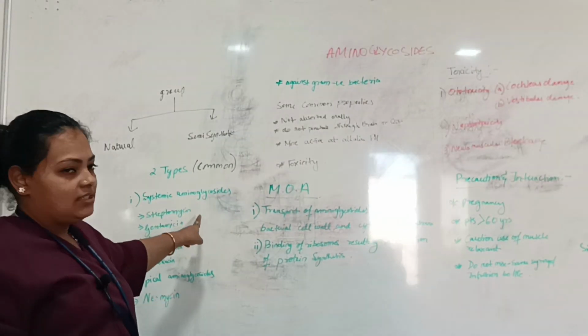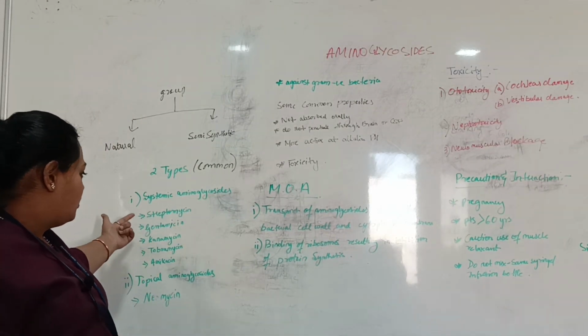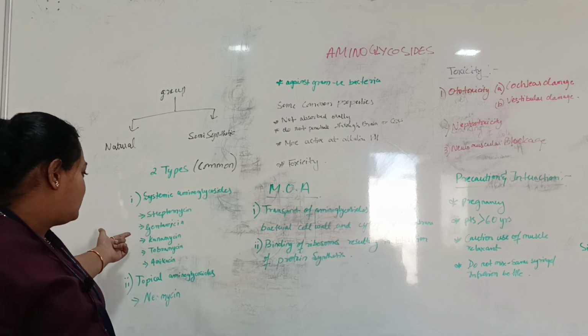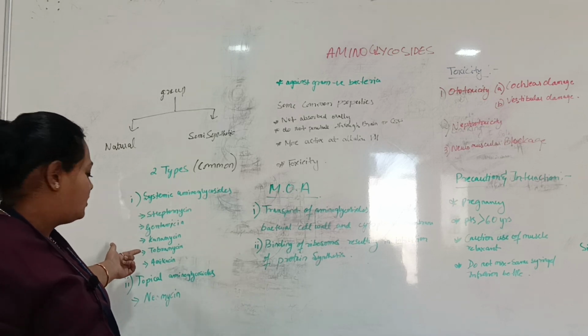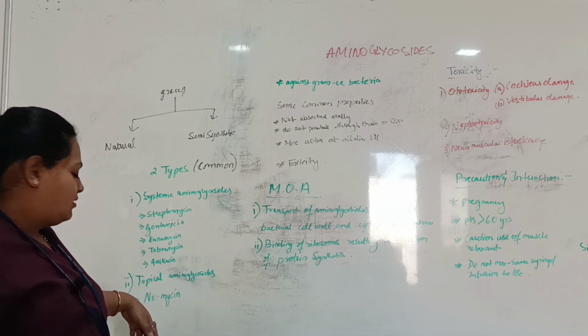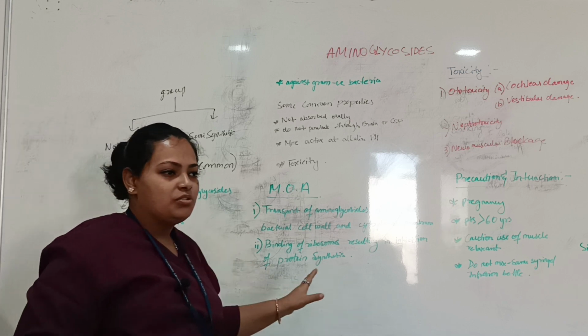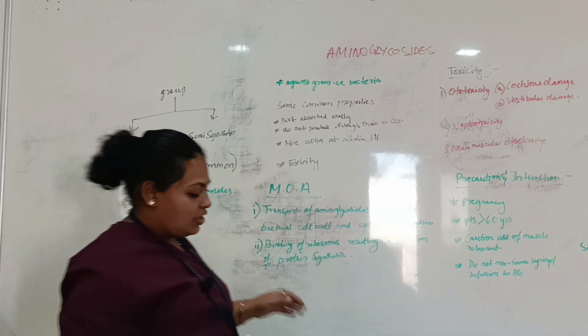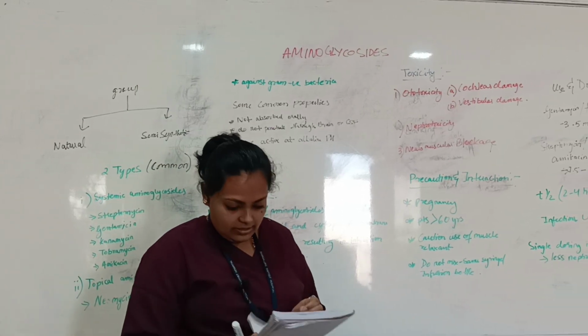Among the natural and semi-synthetic aminoglycosides, there are streptomycin, gentamicin, kanamycin, tobramycin, and amikacin. In topical use, it is neomycin. There are other drugs also, but they are not that common. So this is the main thing.